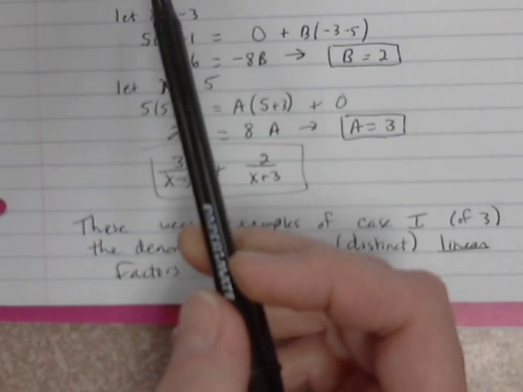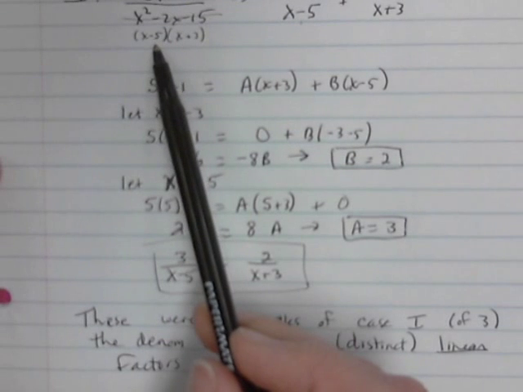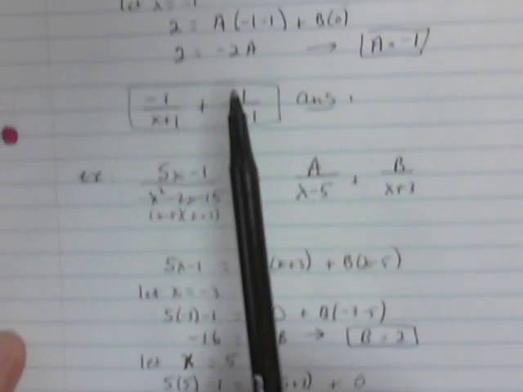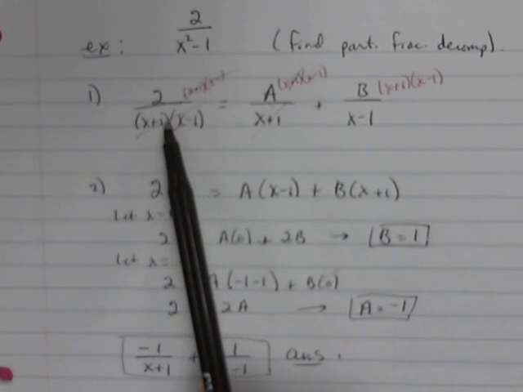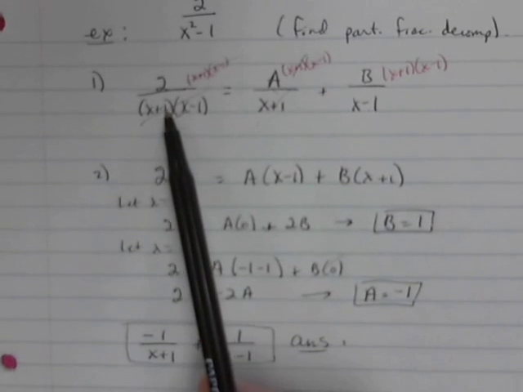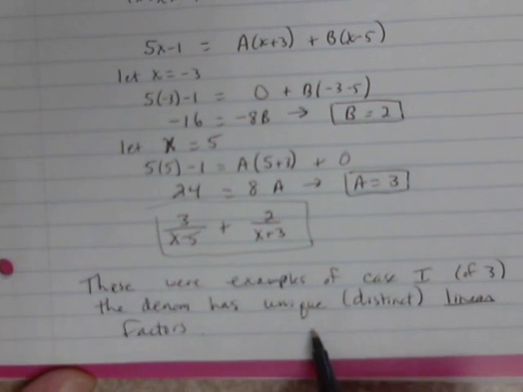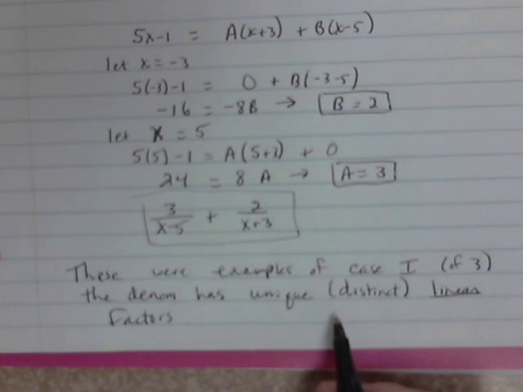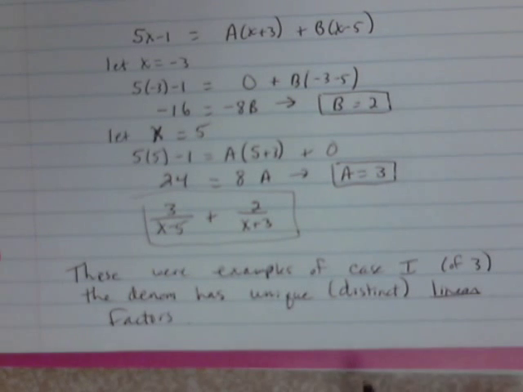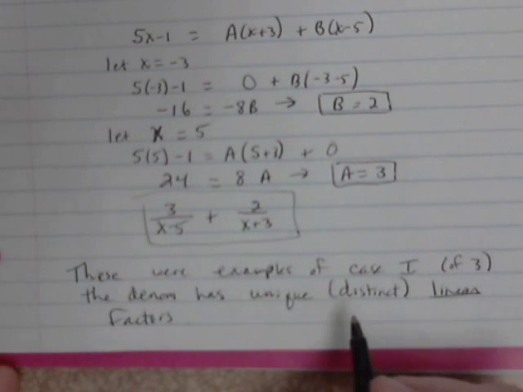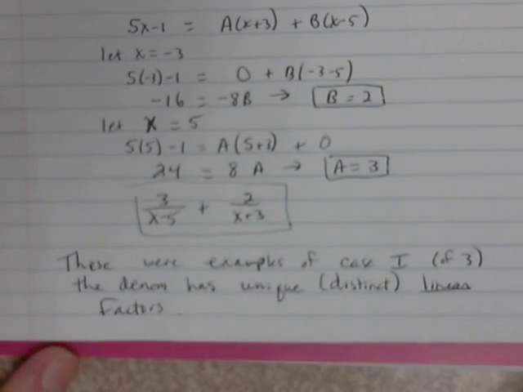And if you notice, these factors are all linear. Linear means x is just raised to the first power. x minus 5 is a linear function. x plus 3 is a linear function. x plus 1, x minus 1, they're all linear factors. Sometimes these factors aren't linear. Sometimes they're quadratic, or sometimes they're not distinct. Sometimes they're not unique. Sometimes they're repeated. And so that would be case 2 or case 3. I'm going to get into case 2 and case 3 in tomorrow night's video, but just know that this is just the first of 3 cases, which is not too bad.